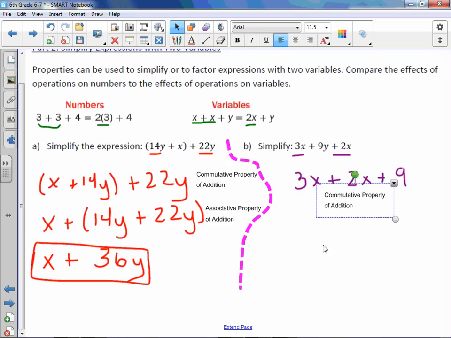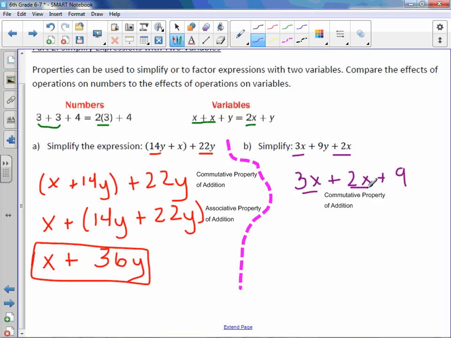Oh, we'll put it underneath. And then I want to combine those like terms, 3x and 2x. 3x plus 2x is 5x. Bring down the plus 9y. I don't know what x is, so I cannot combine those. So it is 5x plus 9y.